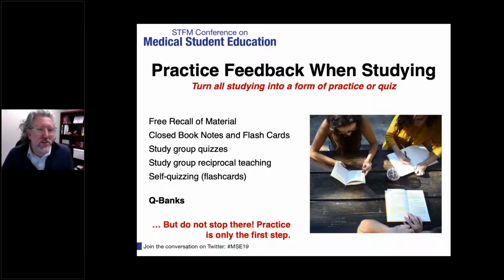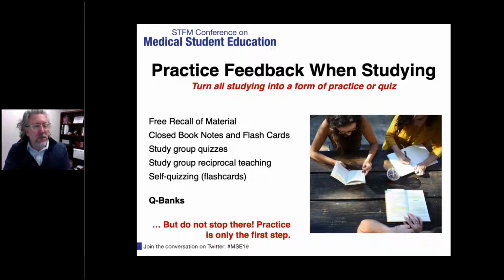All right, so what about when students are on their own when they're studying? The big idea here is that I think we need to convince students to turn all studying into a form of practice or quiz. So you can see some of the things I have listed there. Free recall of material. Rather than just reading and then moving on, read the material, close your book, and then try to recall what you just read. If you are unable to recall what was just read, open it up and reread it again. Close the book and then try to recall what you just read.